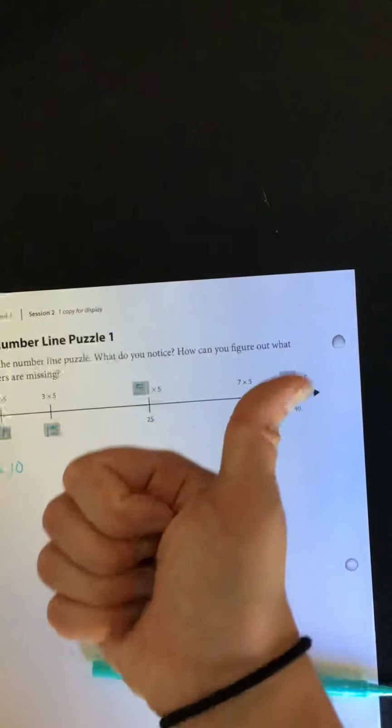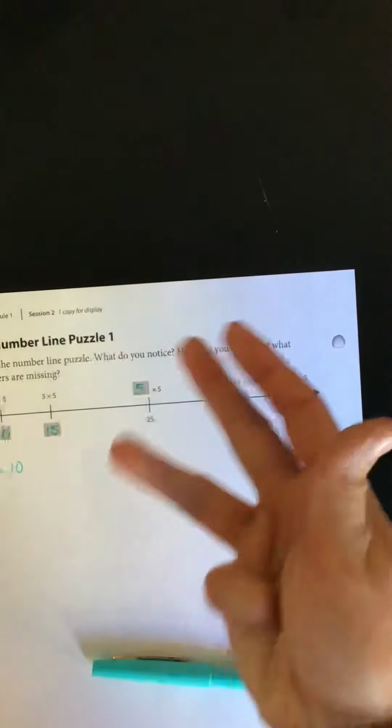Okay. Oh, back to this one, 7 times 5. Okay, let's think here. I've got multiple strategies. You know what? I'm going to count by 5s in groups. So I've got 5, 10, 15, 20, 25, 30, 35. All right, 35.